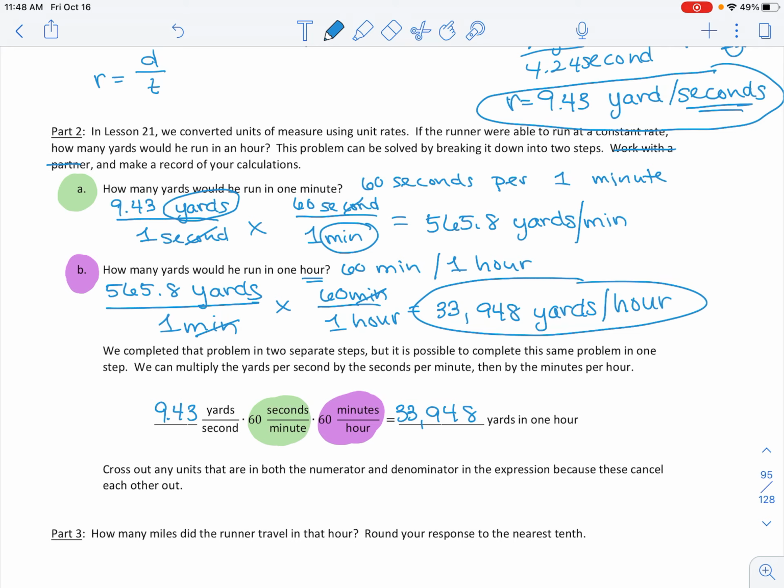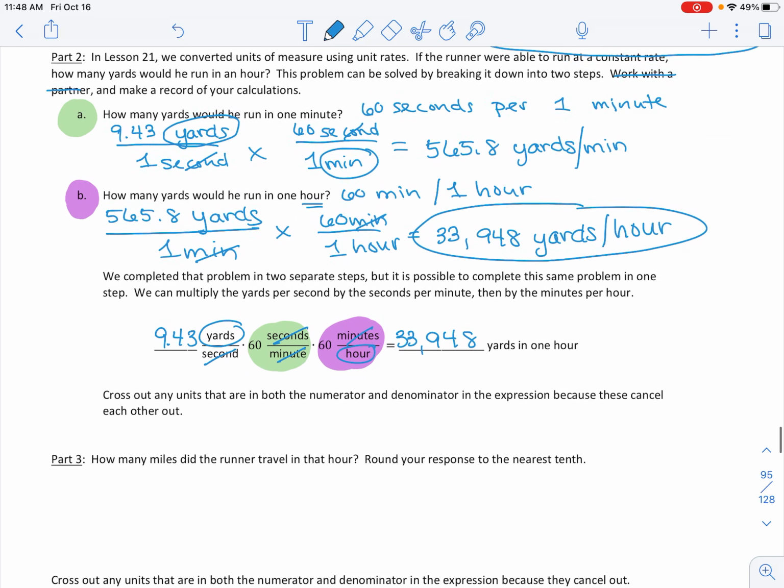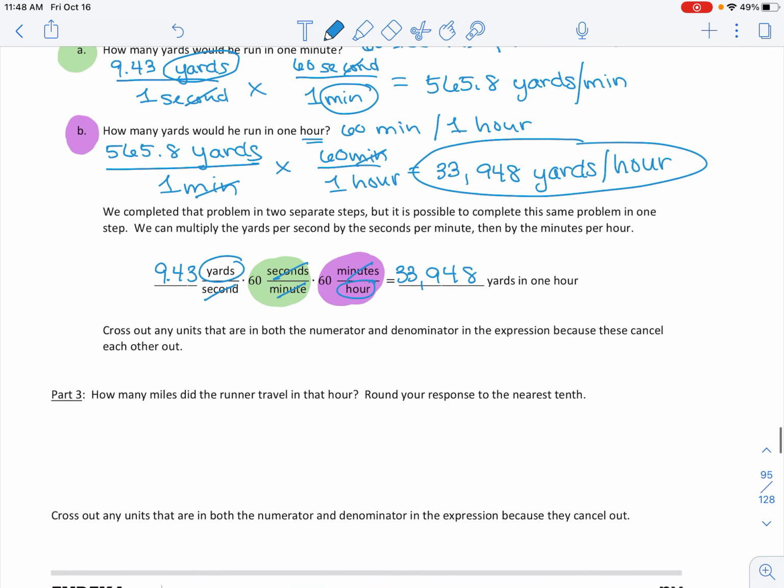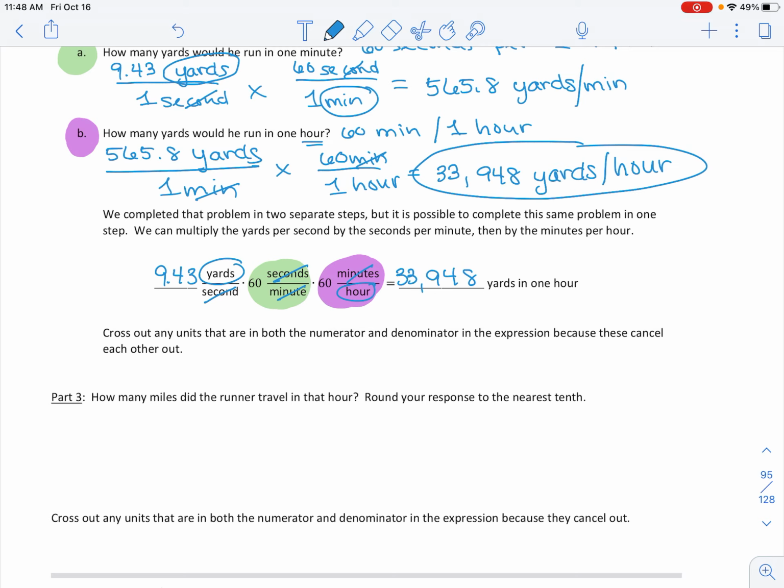So what you need to do is cross out the units that are both in the numerator and denominator that are in the expression because these cancel out. So seconds cancel, minutes cancel, we're left with yards per hour. So part 3, how many miles did the runner travel in that hour? Round your response to the nearest tenth.